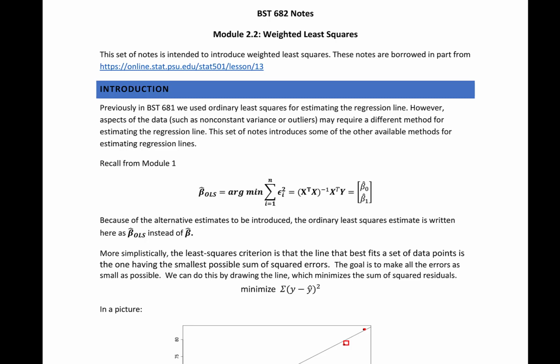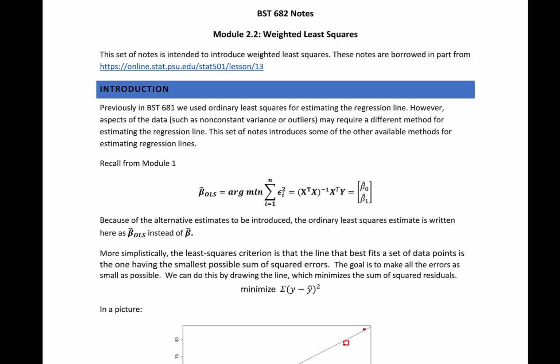In this video, we're going to look at what is known as weighted least squares. Previously in the linear regression course, we used what were called ordinary least squares. Sometimes we'll just abbreviate that to the least squares method for estimating a regression line. When we have things like non-consistent variance or outliers, it may require a different method for estimating the regression line. So we're going to look at some other methods, in particular what is called weighted least squares.